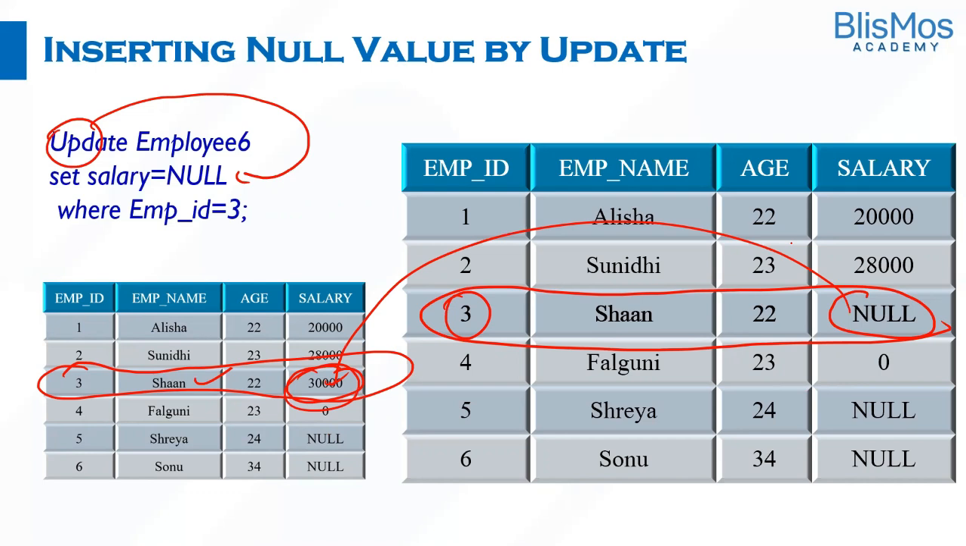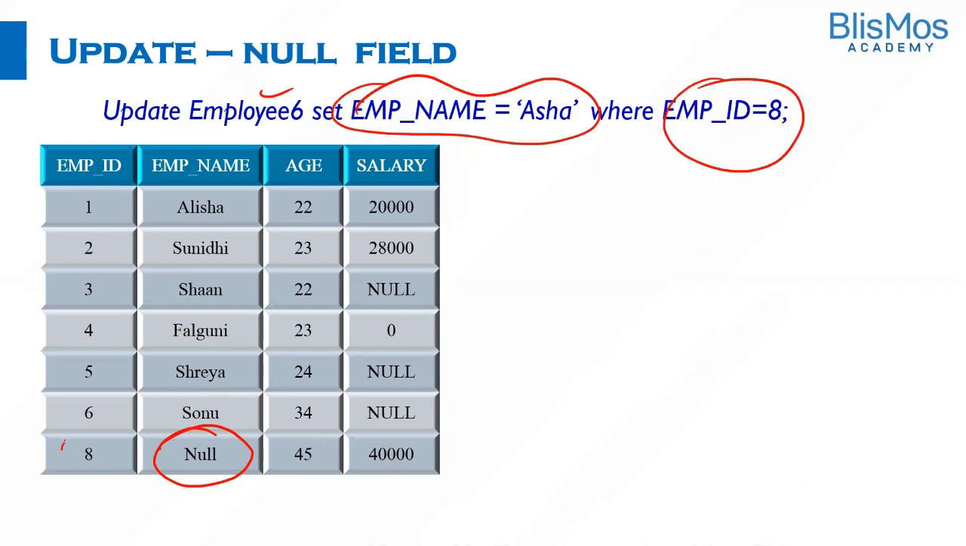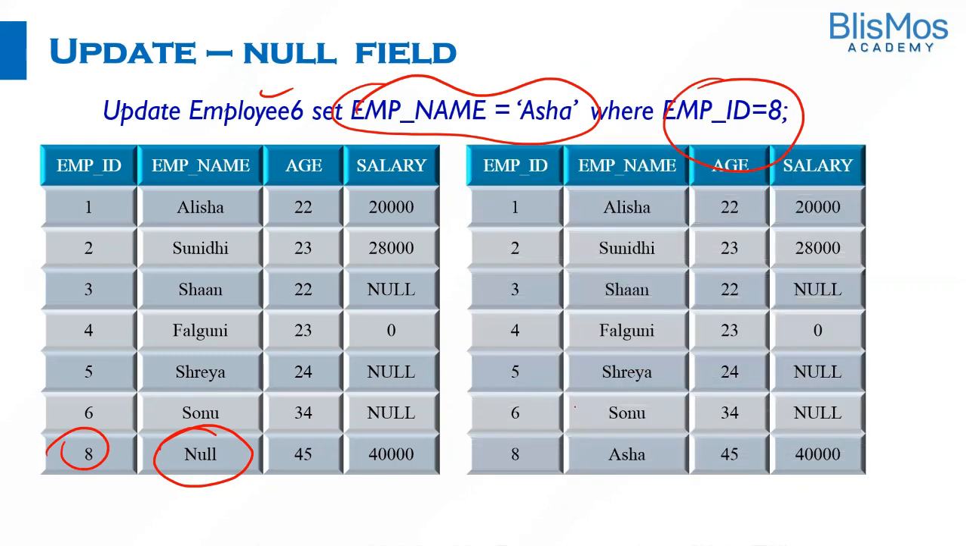How about the other way around? Can we update a cell with the null value with an actual value? Yes, we can do that. The way we can do it is, for example, here we have a null here. Okay, we can say update employee 6, set the name as Asha, where employee ID is 8. That is going to be this. And after running this statement, we'll get this cell updated.